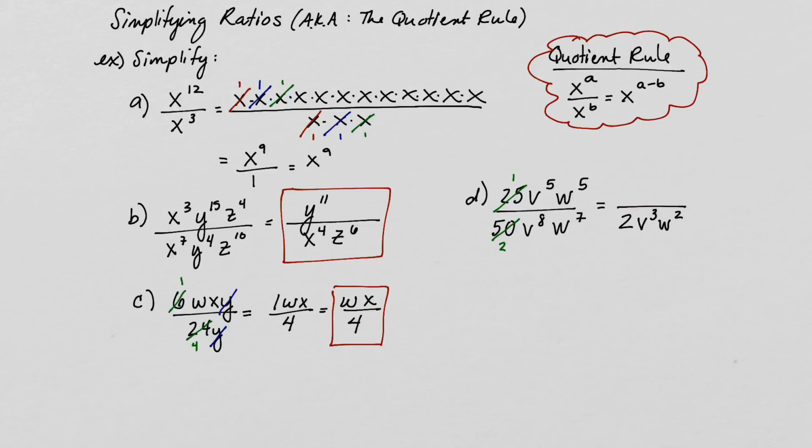And you might say, well, but Dr. Gorman, we got rid of everything on the top. So if you end up getting rid of everything on your top, it's always going to be a 1. Because really what we're doing is we're canceling things out, right? Really what I'm saying is v to the 5th goes into itself 1 time, and I'm left with 3 extra v's here. W to the 5th goes into itself 1 time, and I'm left with 2 extra w's there. So that's kind of how you want to think about the quotient rule.